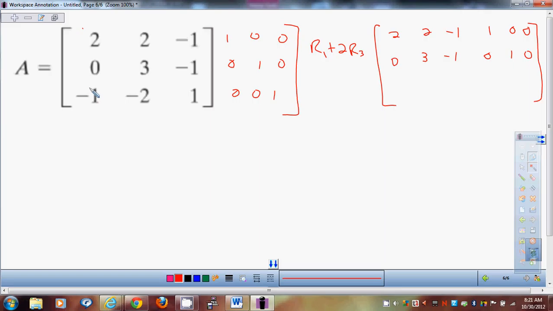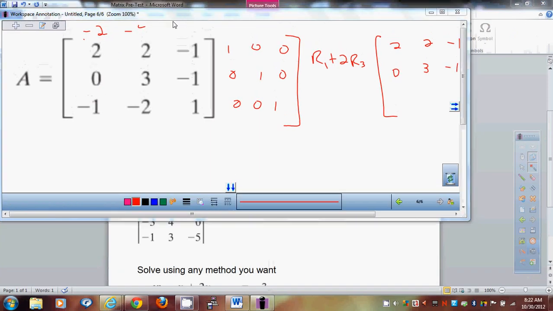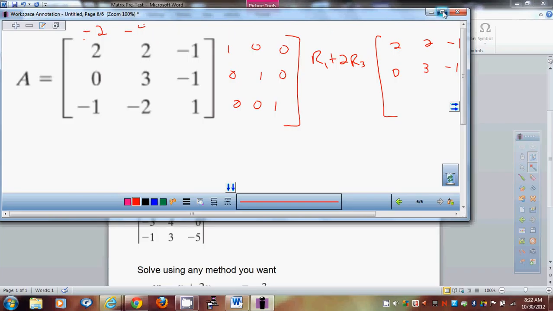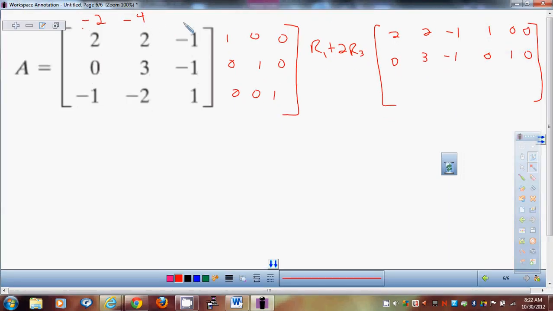Alright, now we're going to double row 3, add it to row 1. It's going to be negative 2, negative 4, positive 2, 0, 0, 2. That's twice the bottom row, which I'm now going to add to the top row. 0, negative 2, 1. Should have changed colors. 1, 0, 2.